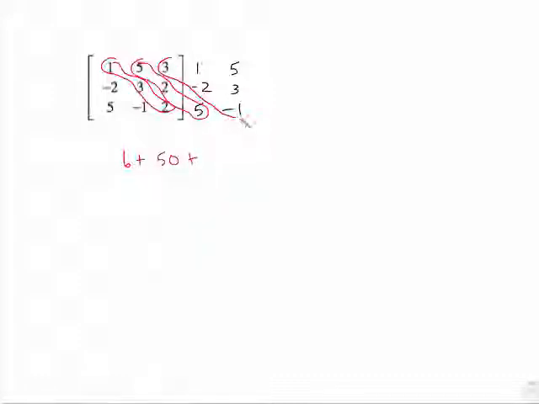Let's do another one like this. So let's write our 2 columns on the outside, and be very careful when you do that that you copy correctly. It's very easy to leave a sign off somewhere. So down diagonals, 1 times 3 times 2 is 6, plus 5 times 2 times 5, 50, plus 3 times negative 2 times negative 1 is 6, minus parentheses, and then go do your up diagonals.